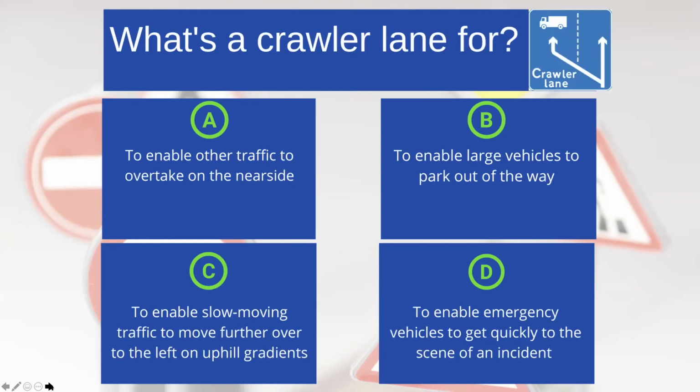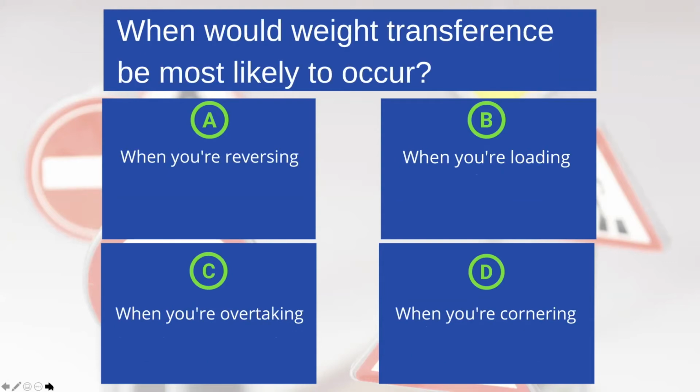What's a crawler lane for? You'll find crawler lanes when you're on an uphill gradient, when you're driving uphill. And it's for slower moving traffic to move over into. So the answer here would be C, to enable slow moving traffic to move further over to the left on uphill gradients.